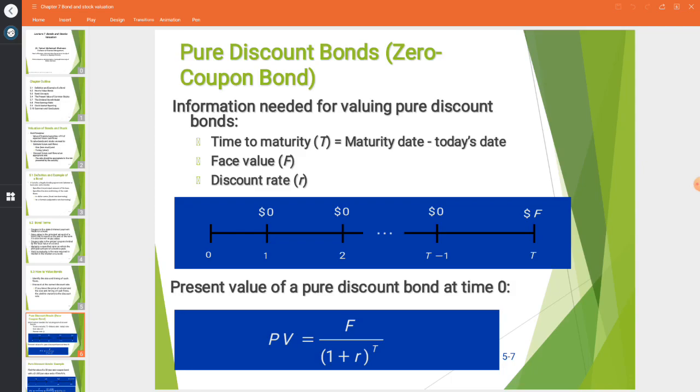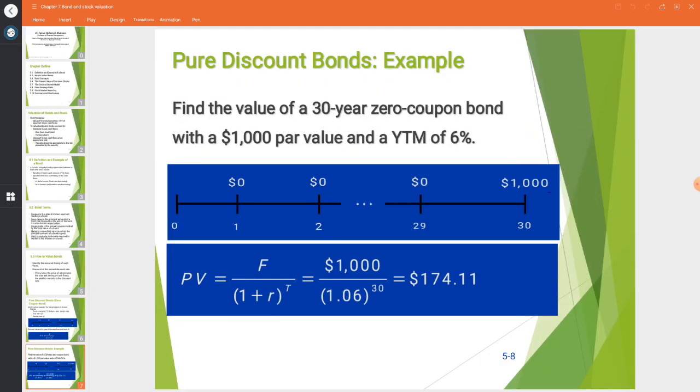PV equals F, this is the face value at maturity date, discounted by 1 plus R, this is the discount rate. Sometimes it's a reflection of the yield to maturity in bond market. Power to T, this is the duration, the time of this bond, which is a reflection of time to maturity. By implementing this equation, it will be very easy to determine what is the present value of a bond.